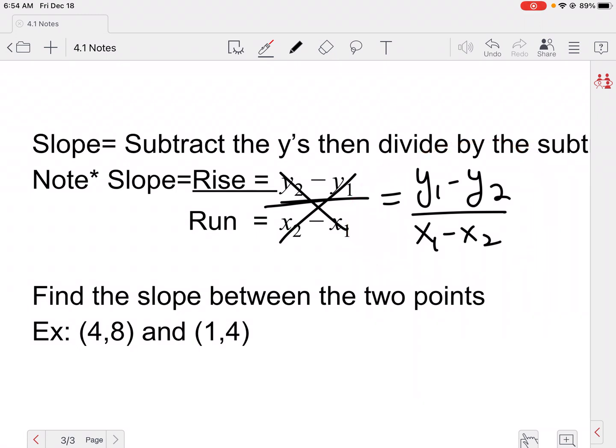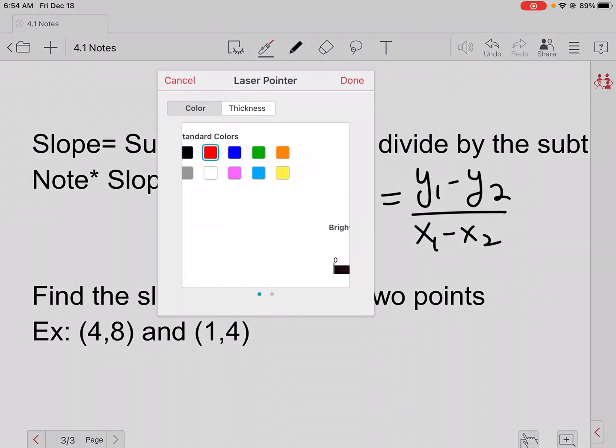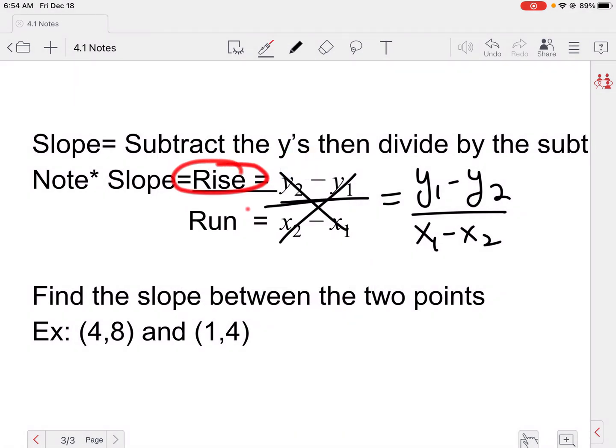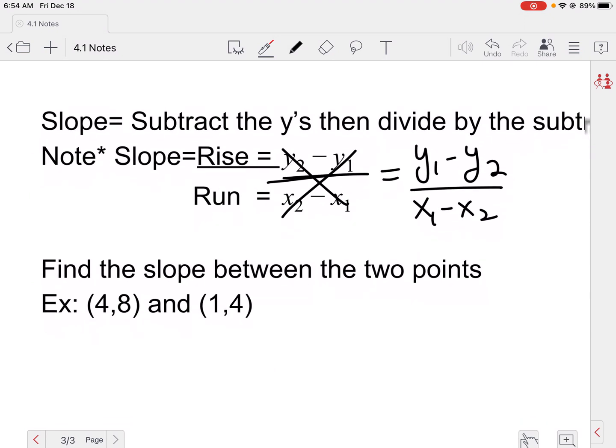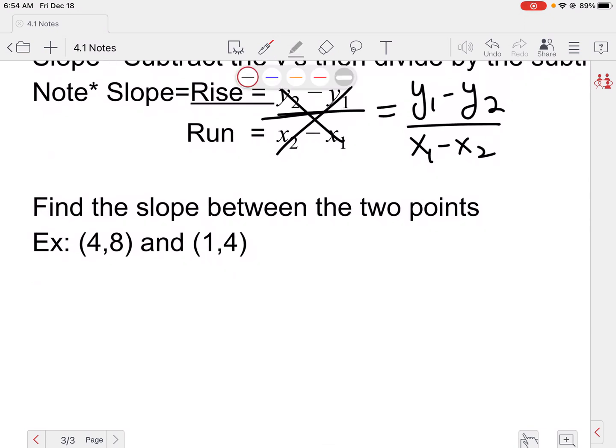So we subtract the y's and subtract the x's, okay? Because remember, rise is on top, and rise is the change in y value, and run is the change in x value. So that's why y's are on top and x's are on bottom. So that's usually where students struggle the most, is not remembering to put the y's on top, okay? So you should memorize that formula.